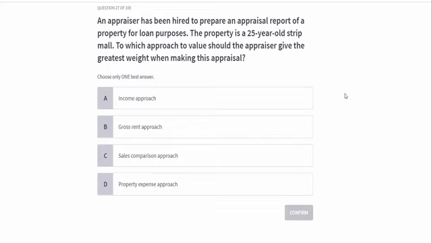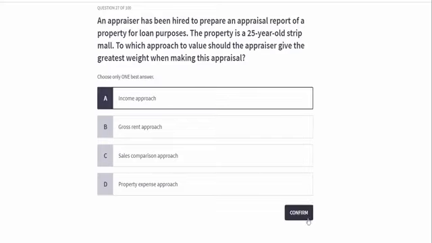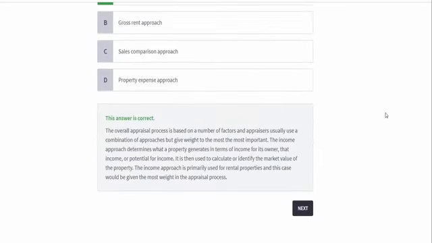Alrighty, so what is the answer for this one? Well, it's going to be the income approach. The income approach. The overall appraisal process is based on a number of factors, and appraisers usually use a combination of approaches, but they give the most weight to the most important. The income approach determines what a property generates in terms of income for its owner. So it's pretty straightforward there.